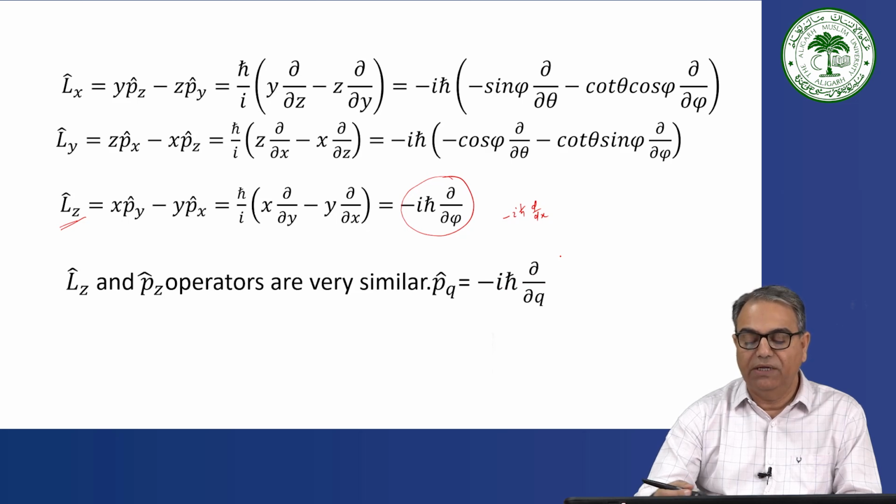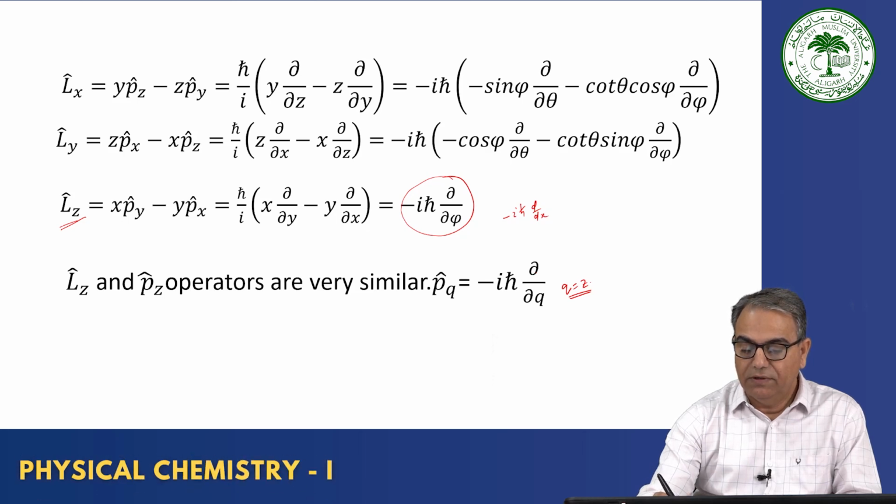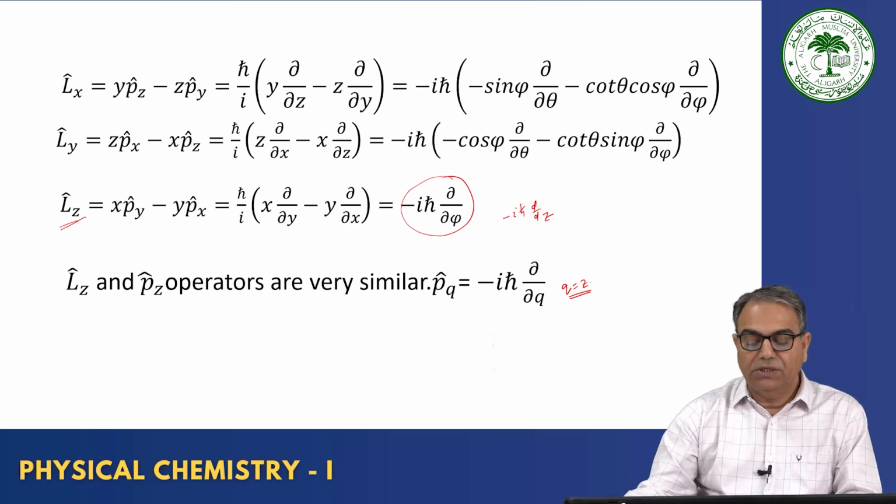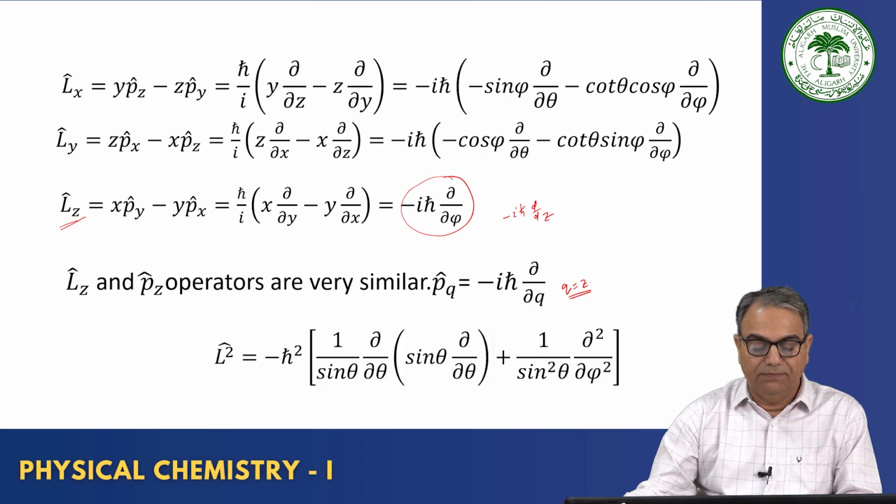Like Pq, if you write, it's minus i h cross del by del q, where q could be x, y, or z. So if q is equal to z, Pz will be minus i h cross del by del z. If I remove this x and write z, you get very similar equations for the Lz component of the angular momentum.